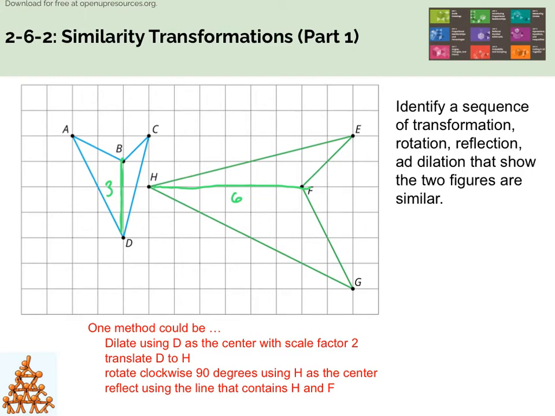And then I'm going to translate D. I'm going to take D and move it over to H, so it sits on top of H.